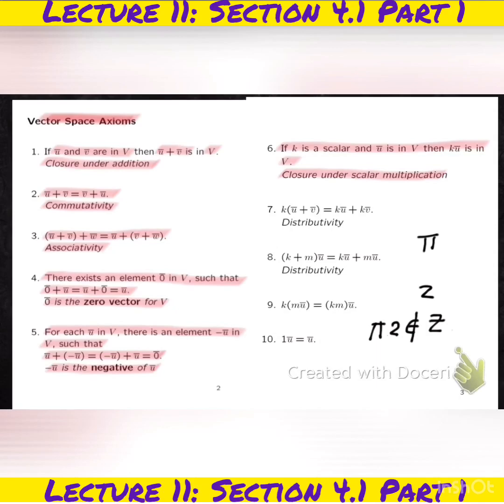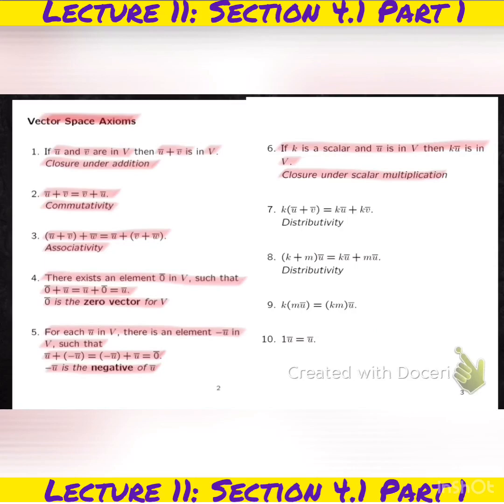If you take your scalar to be an irrational number, 2 times an irrational number is going to be irrational, and an irrational number cannot be in the set of integers. So that's an example of where the set of integers is not closed under scalar multiplication.